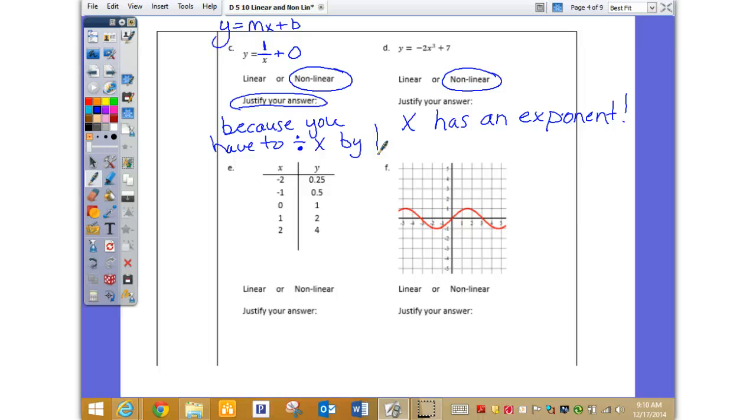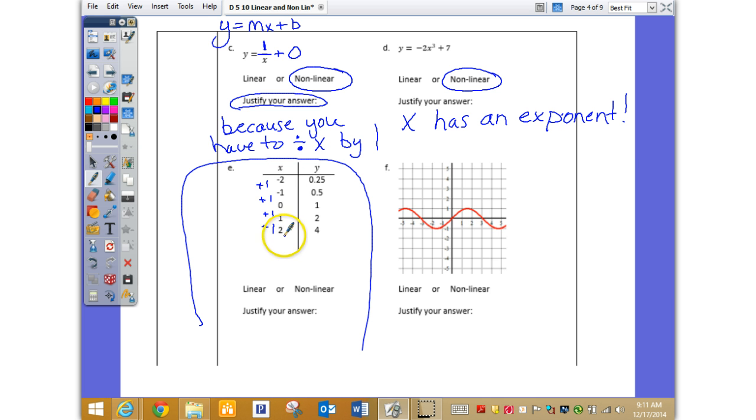How about E? Looking at this table. Linear or nonlinear? Let's vote. Who says nonlinear? Who says linear? How can we figure it out by looking at the table? What are we going to have to do? Go down the y and see what you get to go down to the other one. Let's go down. What do we do? A -2 to a -1 is doing what? +1. Does it work for all of them?